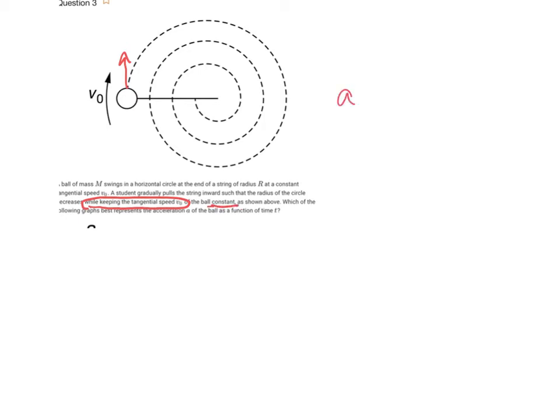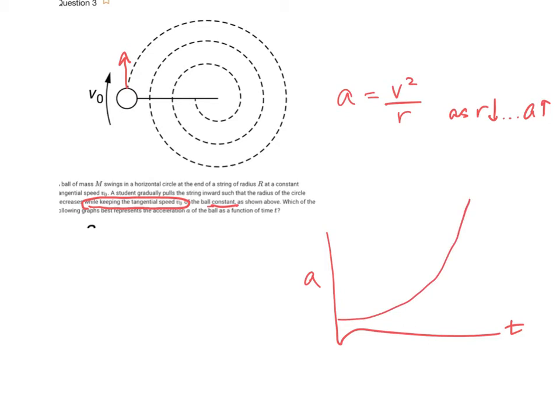And the question asks, what does the graph of acceleration versus time look like? So I've got acceleration and time. Well, acceleration is inversely proportional to radius. So as radius goes down, acceleration goes up. So it's going to go up, and the only one that shows it going up was option B. So option B is correct because of that relationship.